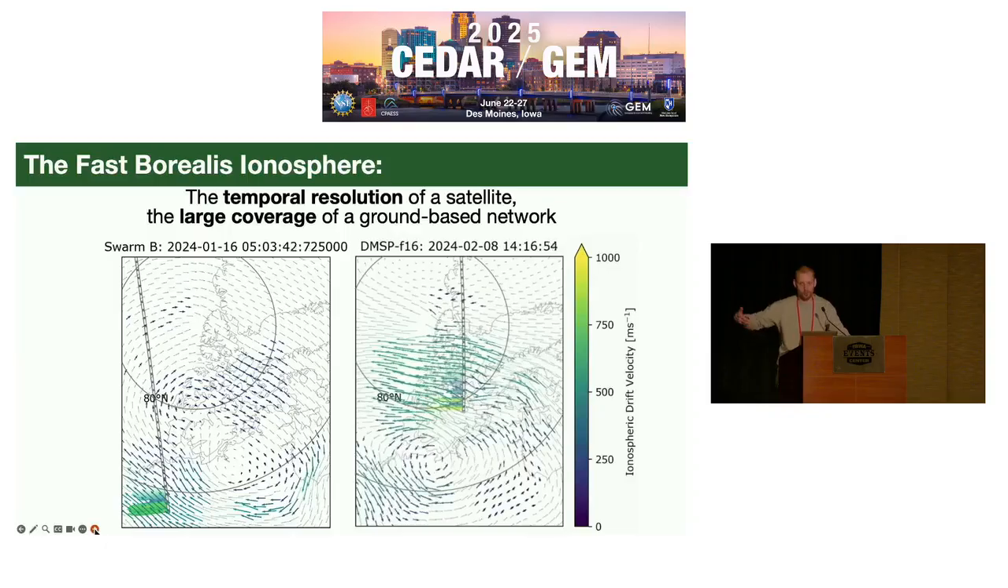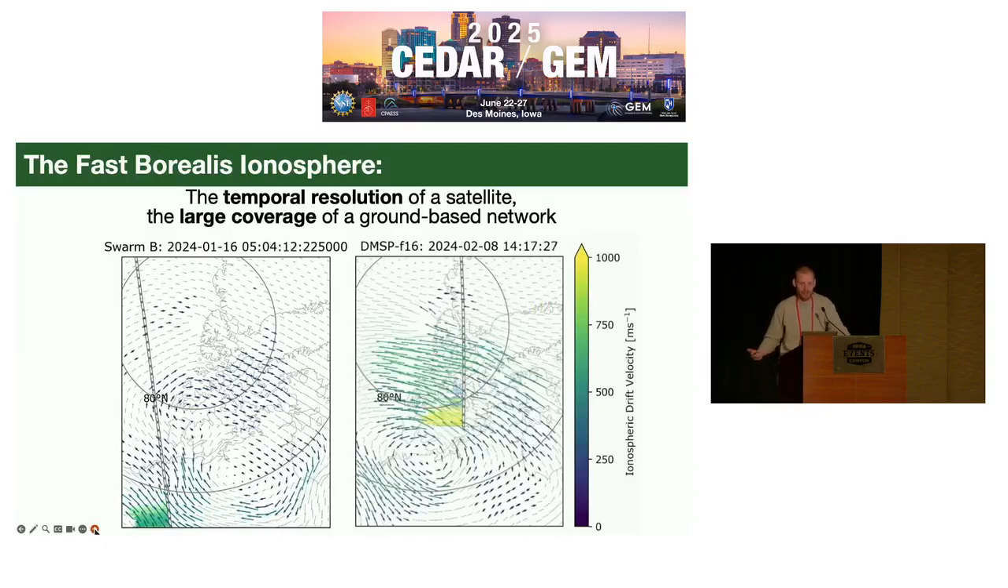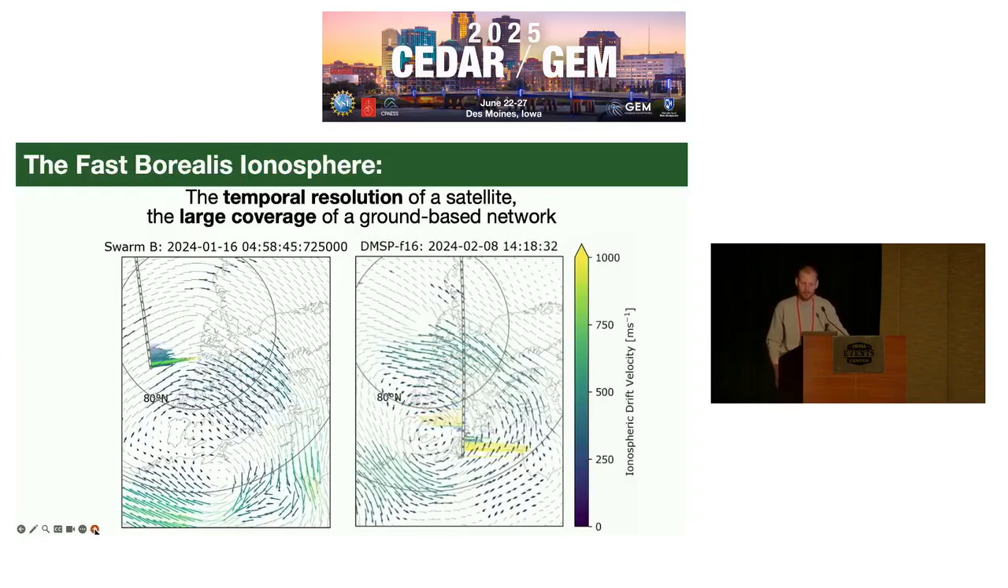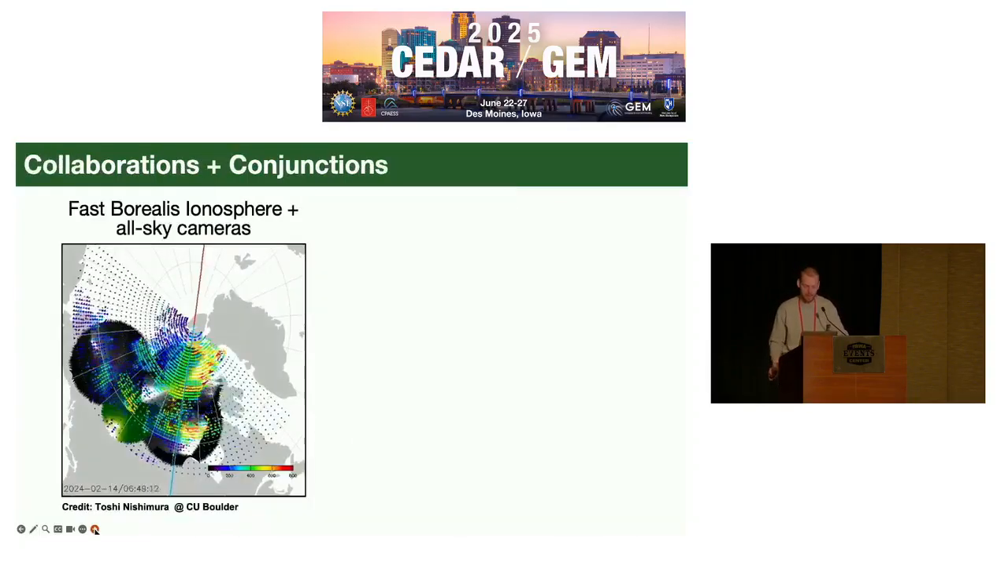It's from the auroral zone all the way up to the pole. So we get the cusp. We get polar cap patches. We get a bit of the oval. So there's lots of interesting dynamics that can happen here.